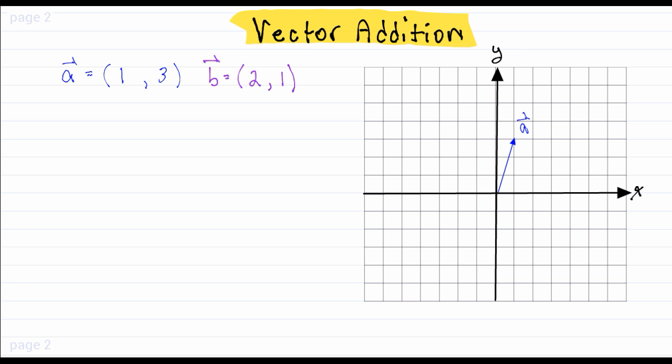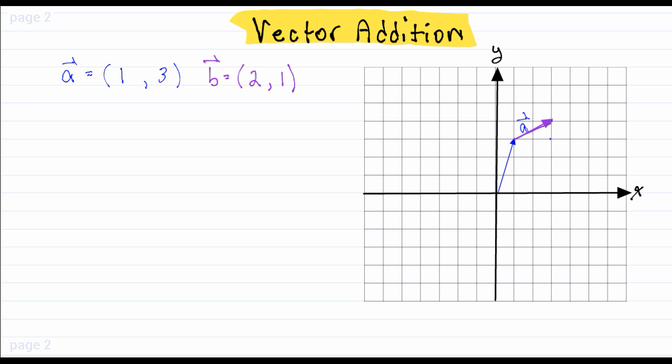Alright, now we have a vector B. B has an x component of 2 and a y component of 1. And I could draw that at the origin, but what I'm going to do is draw that vector right where A ends. So that's right at this point right there. I'll draw that in purple, and we go 2 in the x direction, and then 1 in the y, and we get a vector starting where A left off and going to this point right there.